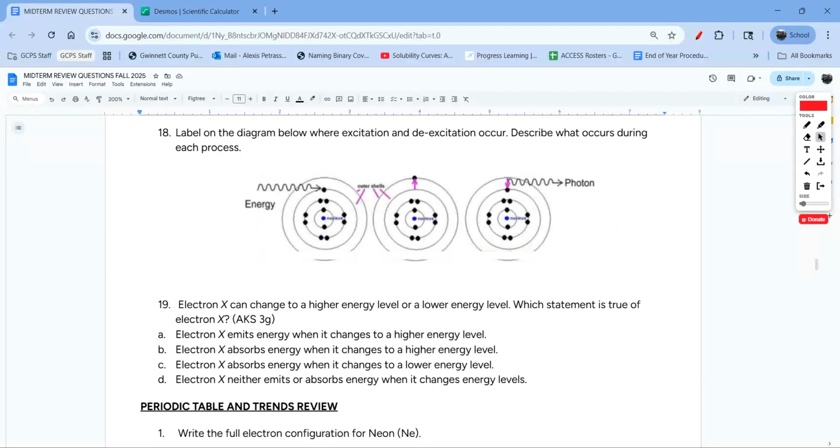Label on the diagram below where excitation, de-excitation occurred. Describe what occurs. This should be in your notes. You should have done this at some point. You should definitely be able to see any notes you have on Google Classroom. If you don't have it, it is on the answer sheet in case you guys didn't talk about that. The energy that goes into the electron, remember that's really a little electron, is called a photon. It's light or heat energy going into it, and then that makes it excited.